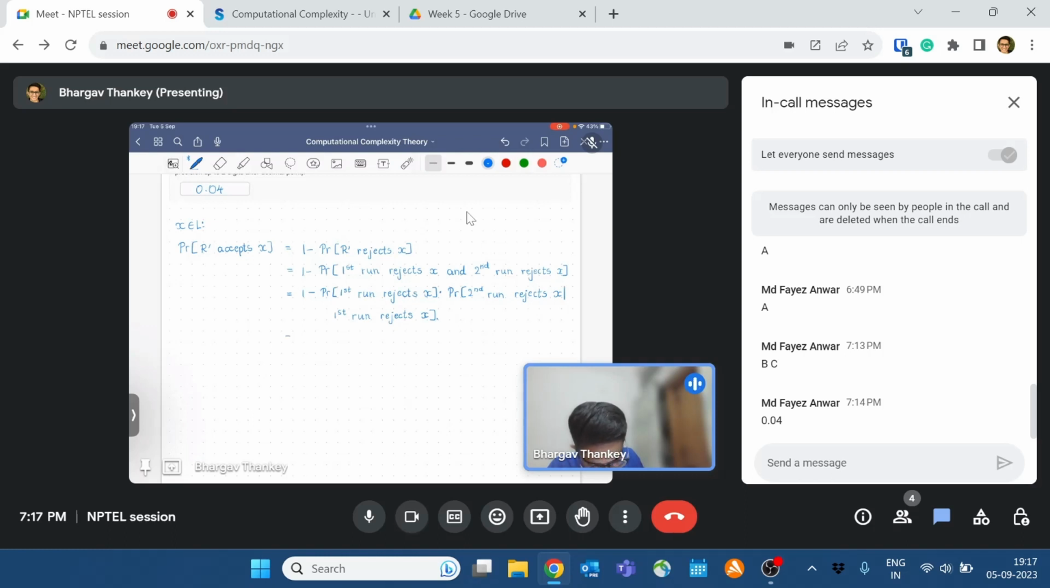So now we can see that this probability is 0.2 and this is 0.2. This 0.2 is clear. And for this 0.2, we are using the fact that we are using independent random bits. So this is 1 minus 0. So is it clear why we need this conditioning?